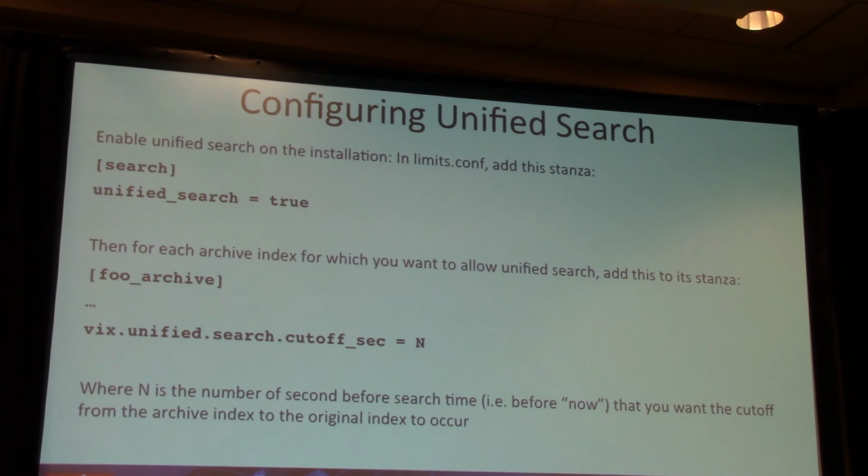So if you want to turn it on for an index, go to the archive index and add this. That's configuration that says more than this number of seconds before the query. If I set this to be 2 weeks in seconds, then whenever I run a query, anything that's more than 2 weeks old, we're going to look in the archive. Anything younger than 2 weeks, we're going to look in the original index.